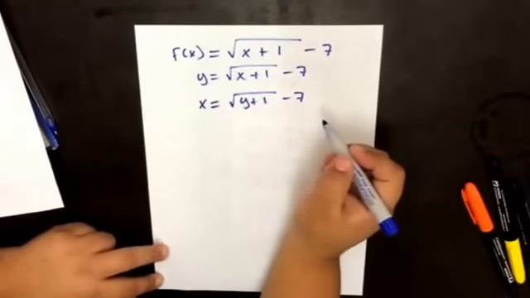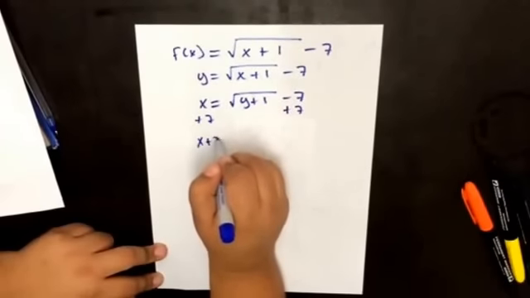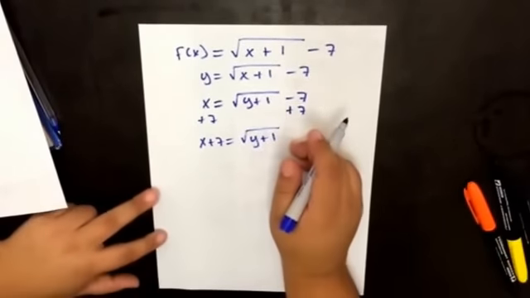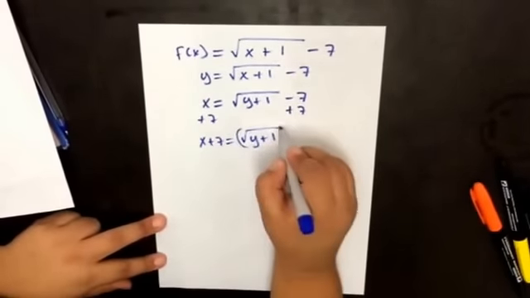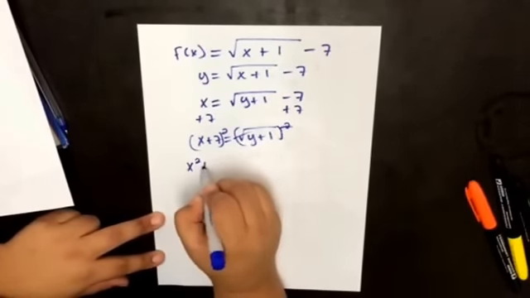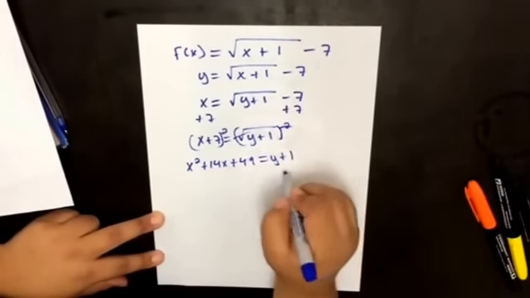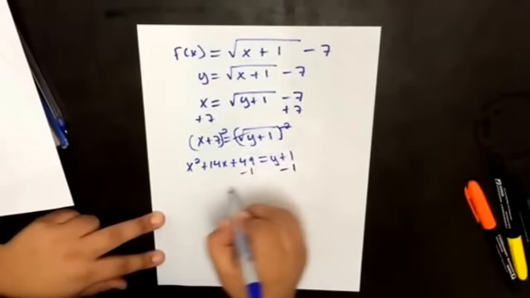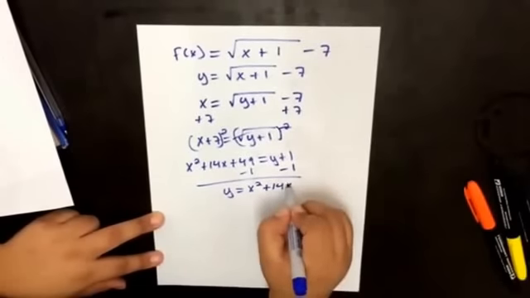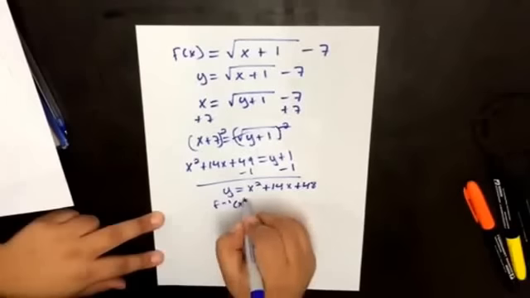So the first thing we want to do is add 7 to both sides. Now we have x plus 7 equals the square root of y plus 1. As you can see, we have isolated the radical. So now to get rid of the radical, we want to square both sides. So that will give us x squared plus 14x plus 49 equals y plus 1. If we subtract 1 from both sides, we get that y equals x squared plus 14x plus 48. And that would be your inverse function.